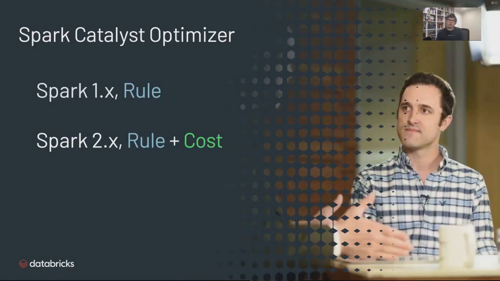Michael Armbrust is the creator of Spark SQL and also the Catalyst optimizer. In the initial releases of Spark SQL, all the compiler rules are heuristics-based. To generate good query plans, the query optimizer needs to understand the data characteristics. Then in Spark 2.x, we introduced a cost-based optimizer.